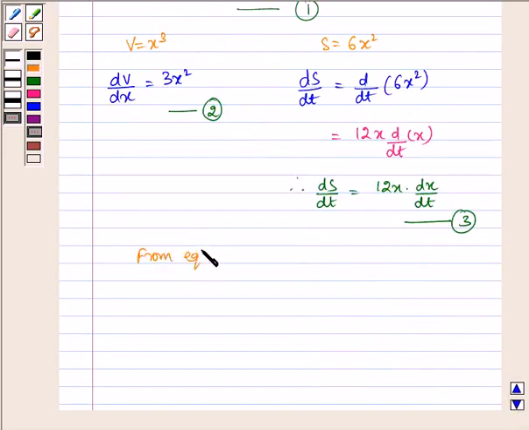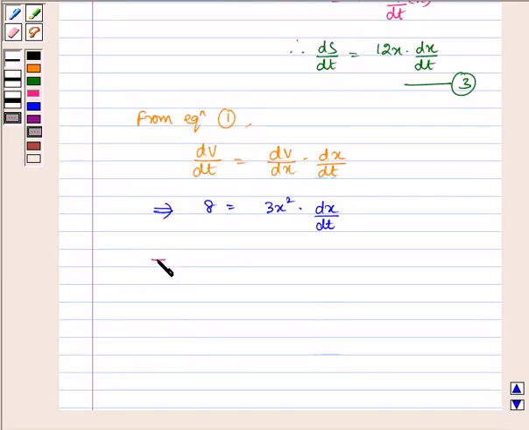From equation 1, we have dV by dt is equal to dV by dx multiplied by dx by dt. dV by dt is given to us as 8. So, this implies 8 is equal to dV by dx, which is 3x square from 2, multiplied by dx by dt, which is unknown. Which implies dx by dt is equal to 8 by 3x square. Now, let us name this equation as 4.